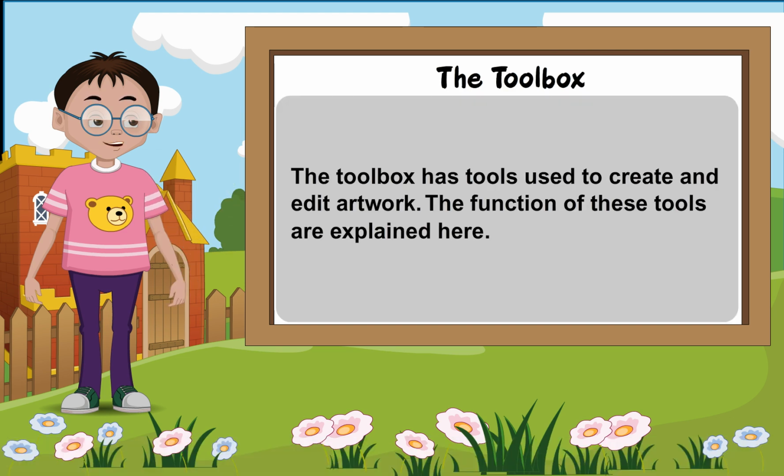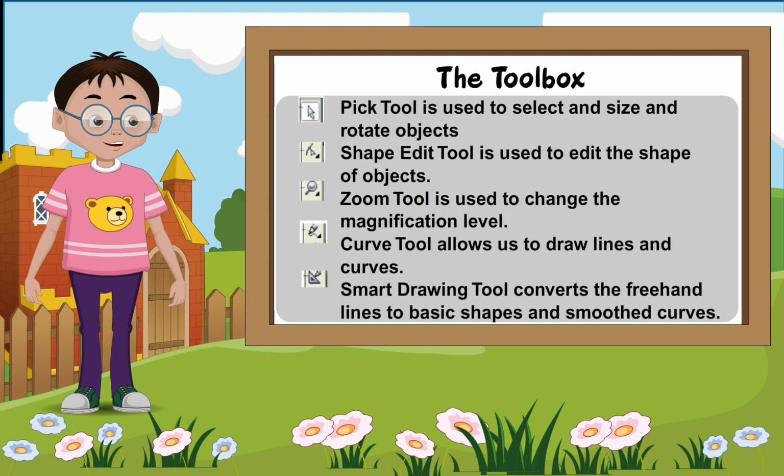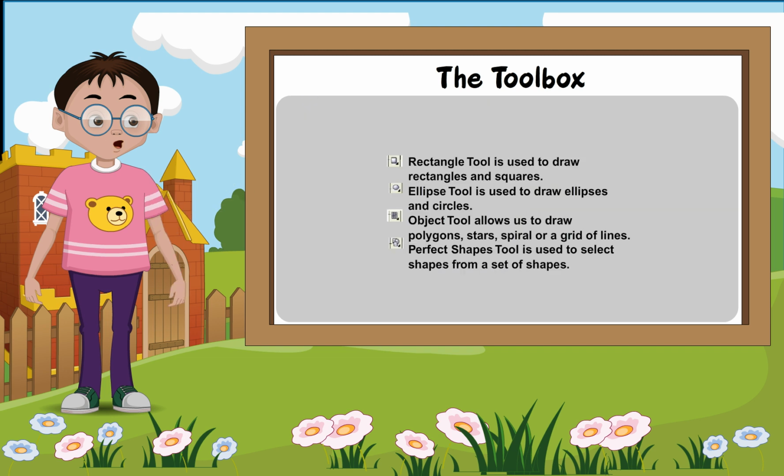The Toolbox. The Toolbox has tools used to create and edit artwork. The functions of these tools are explained here. Pick tool is used to select, size and rotate objects. Shape Edit tool is used to edit the shape of objects. Zoom tool is used to change the magnification level. Curve tool allows us to draw lines and curves. Smart Drawing tool converts freehand lines to basic shapes and smooth curves.